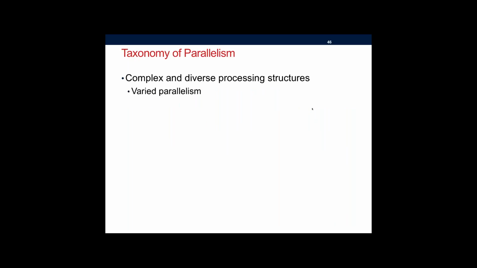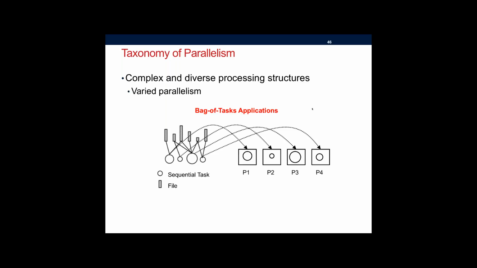Each of these application categories gives you different parallelism. For example, in the bag of tasks model, you can take these tasks and give each of these tasks to different processors. Obviously, if you have more tasks than processors, you can give multiple tasks to one processor. In that case, you again need to pay attention to locality.